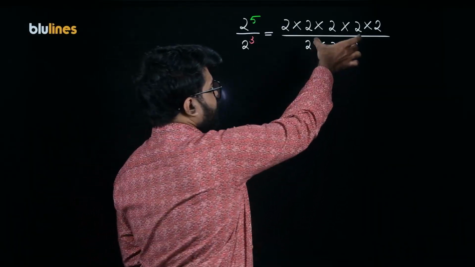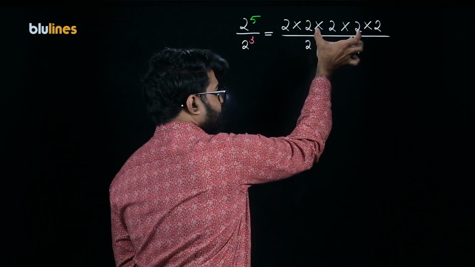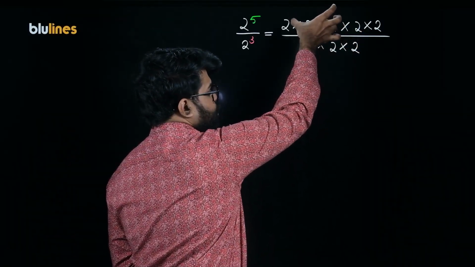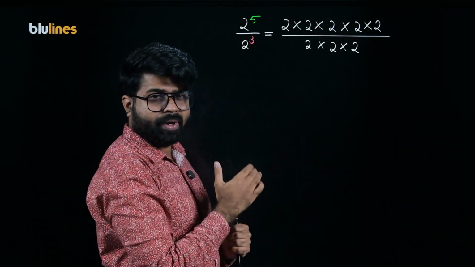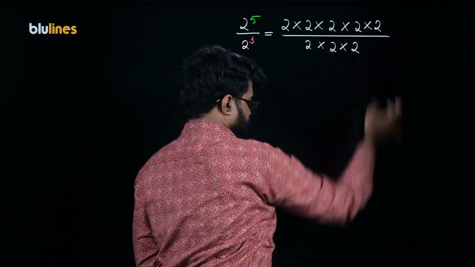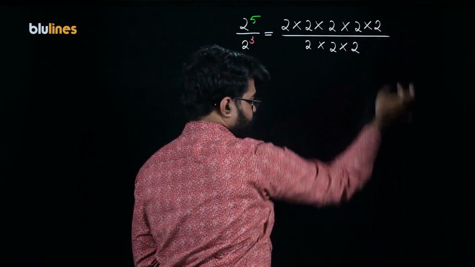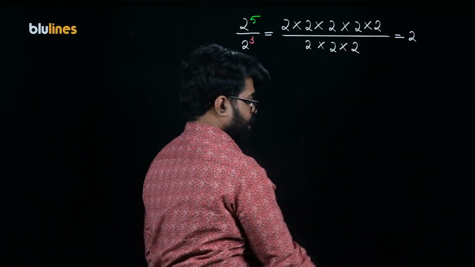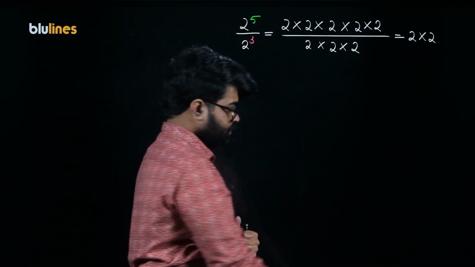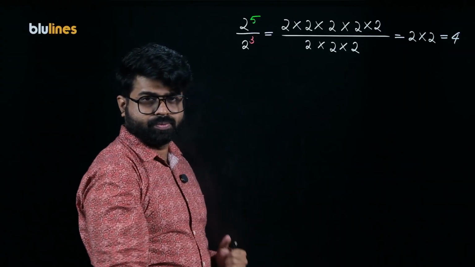Now you can cancel out 3 2's from the denominator and 3 2's from the numerator. So our answer will be equal to 2 square, right? 2 2's will remain and that is equal to 2 square. 2 into 2, which is equal to 2 square, that is 4.